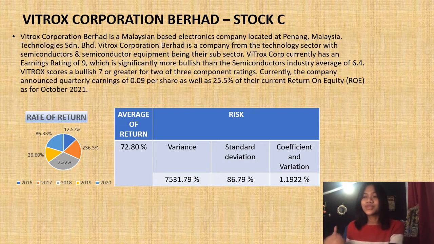In 2016, you can see the percentage is about 12.57%, and it increases in 2017 to about 236.3%, and it goes down a little bit in 2018 to about 2.22%, and 2019 about 26.60%, and the last one is 2020, which is about 86.33%.